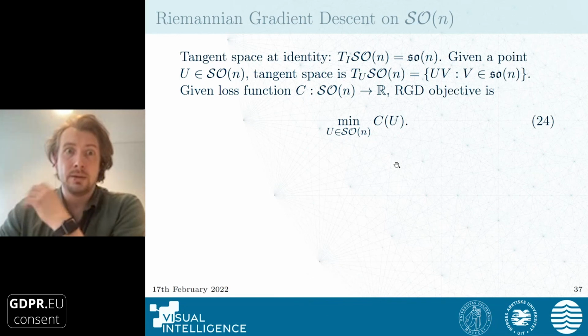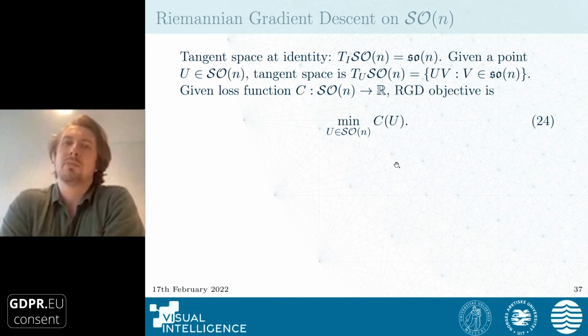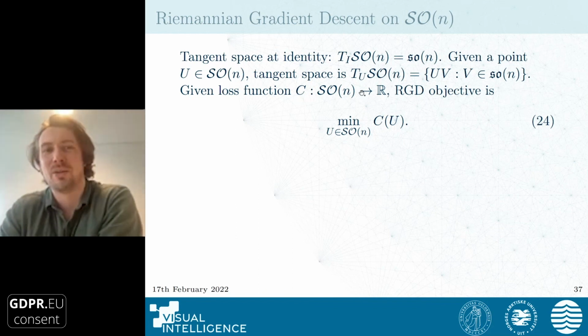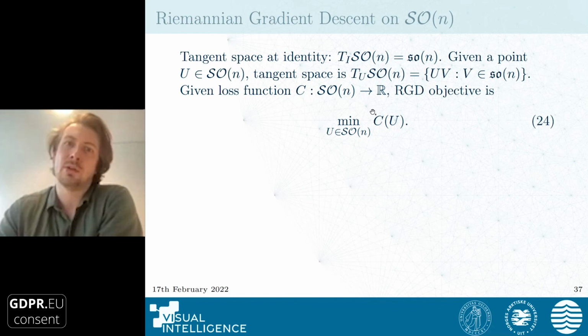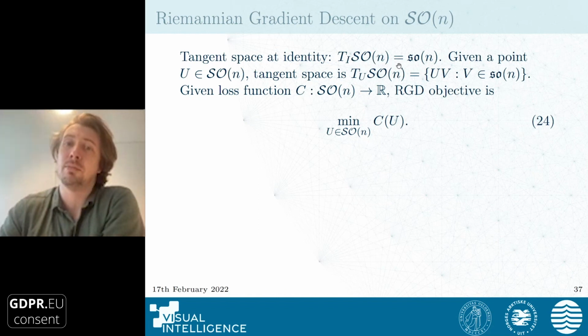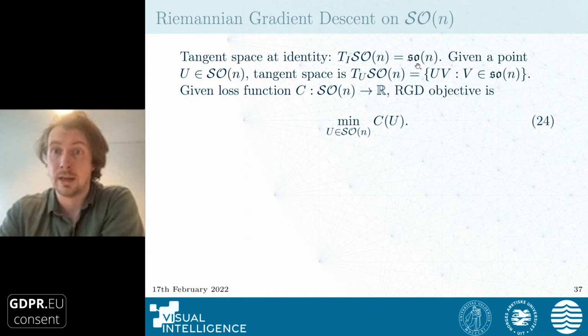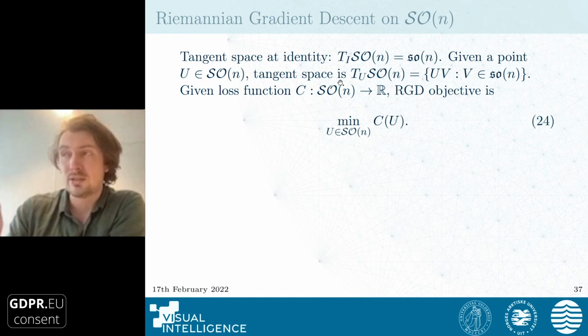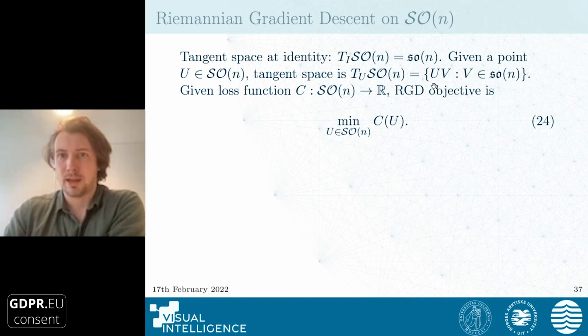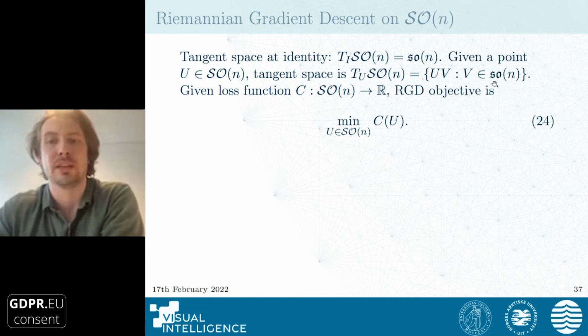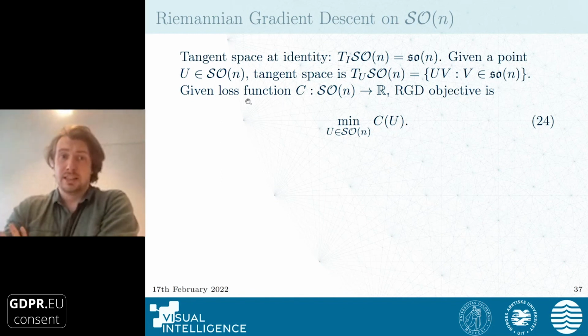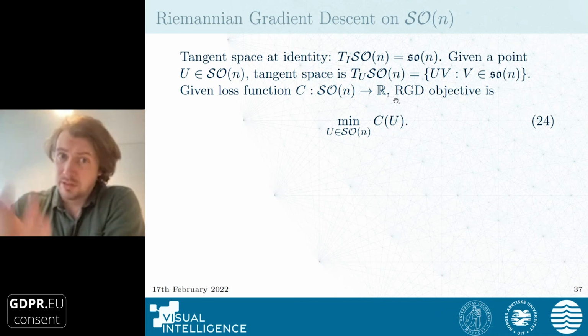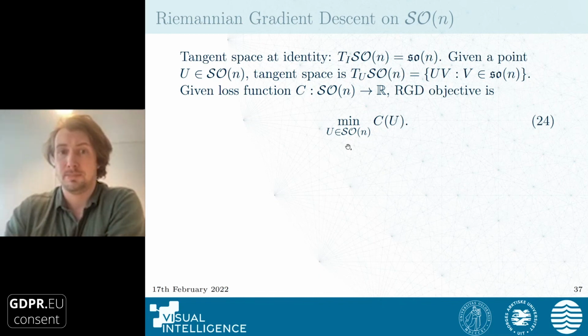For some people, these might be tedious details about how we do gradient descent on the special orthogonal group. So the tangent space at identity is given by the special orthogonal Lie algebra. And given any matrix, the tangent space at this point is given by UV, where V is in the special orthogonal algebra, so in the set of skew symmetric matrices, essentially. Then, given a loss function on simply this orthogonal matrix, the Riemannian gradient descent objective is given by this.